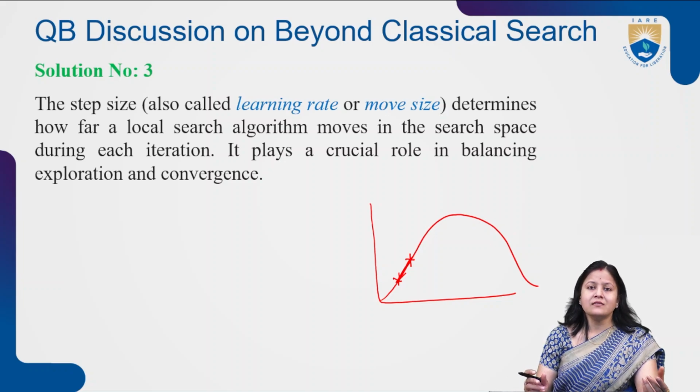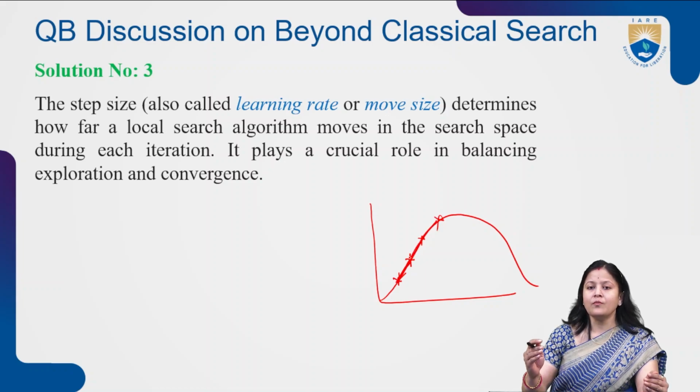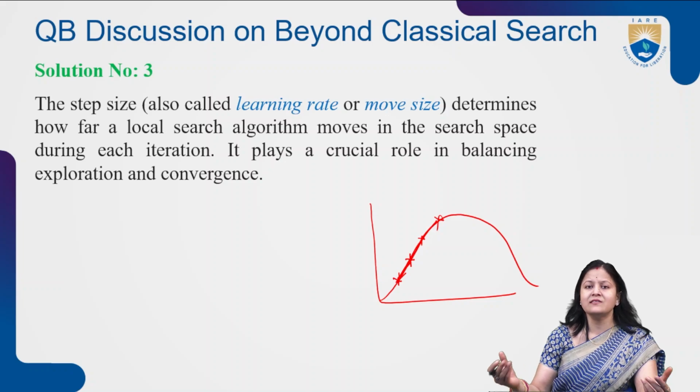So step size is called the learning rate or the move size, which determines how far a local search algorithm moves in the search space during each iteration. In one iteration, how much space it covers; in another iteration, it covers this much. So this distance in each iteration, whether it is a low step size or a higher step size, is called the learning rate: how fast the algorithm learns to find the optimal solution.